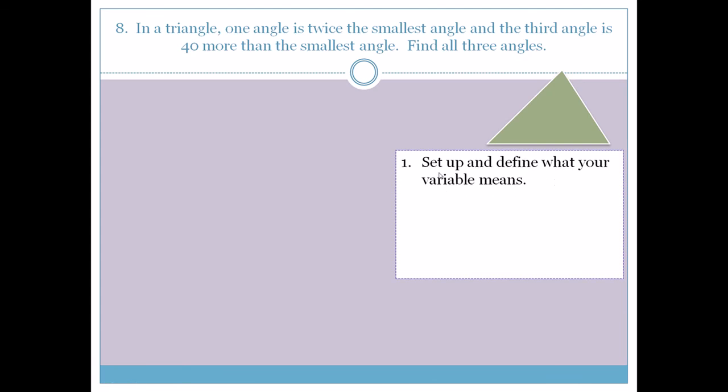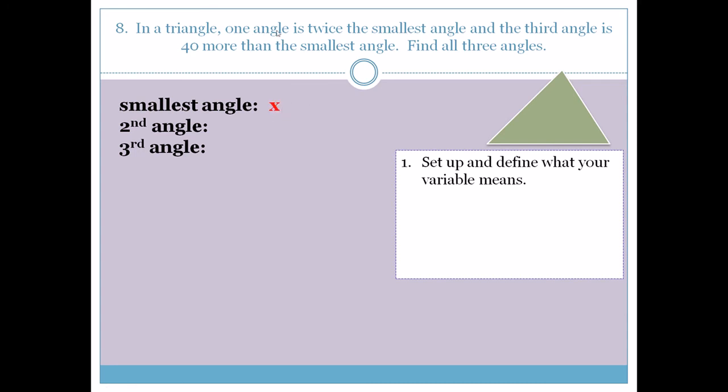Okay, here's what I would do. Set up and define what your variable means. I know I've been saying this the whole time. All right, well, I've got a small angle. It's the smallest angle. I've got a second angle and a third angle. That's all I know. Did they tell me how big the smallest angle is? No. So I'm just going to put x there.